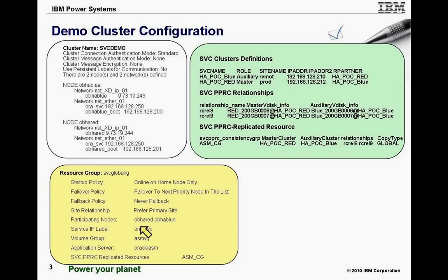Here's an overview of our resource group configuration. We do actually have HA Red listed as the primary system online on home node. HA Blue is the remote DR site. Now, we do actually have this site relationship configured to prefer primary site. This will actually cause a reintegration to occur after a site failure and you fix the original system and rejoin it into the cluster. It will take everything over.